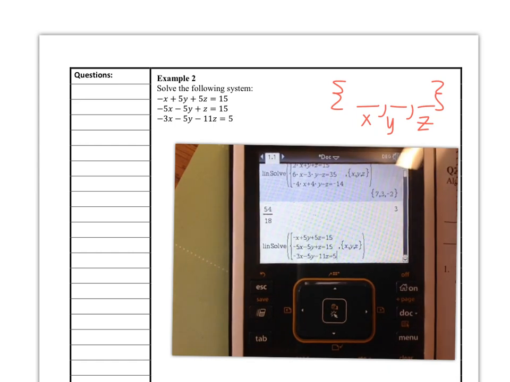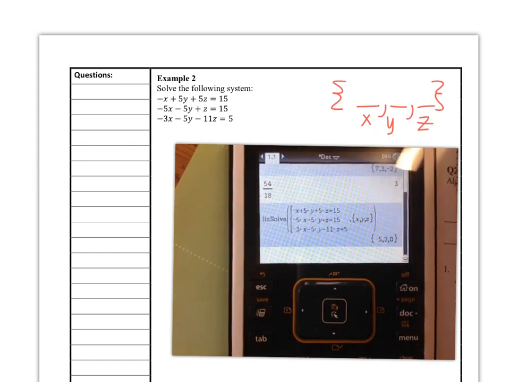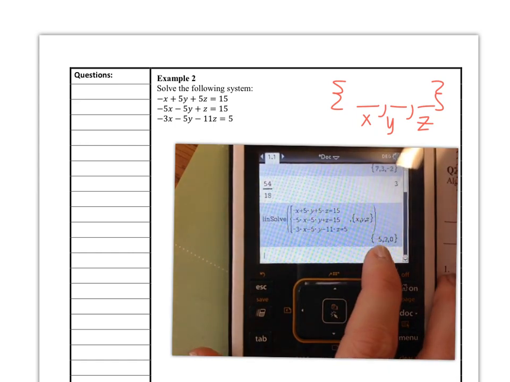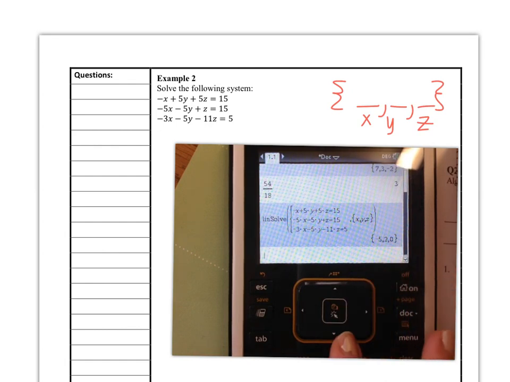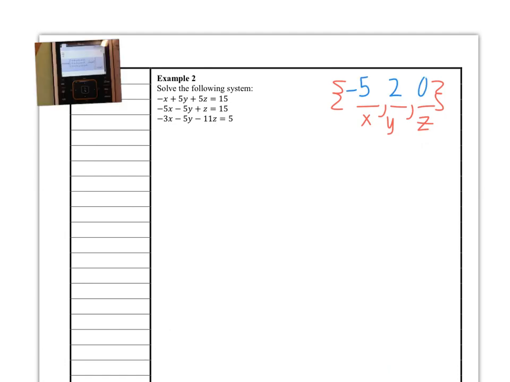Once I have it typed in, I just hit enter. And it gives me the answer. X should be negative 5, y should be 2, and z should be 0. So we're going to write that down real quick. So we've got negative 5, we've got 2, and we have 0.